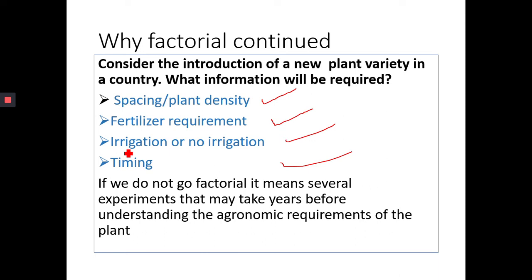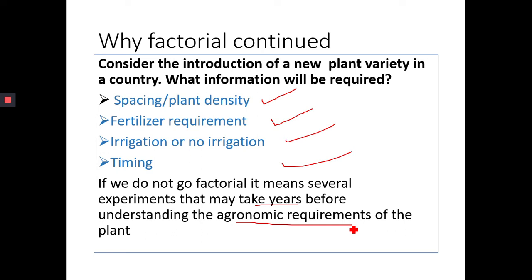Now, this is what I'm saying here. If we do not go factorial, it means several experiments that may take years before understanding the agronomic requirements of the plant. Obviously, that's not what we want as researchers. We want results as soon as possible so that we are able to move forward.